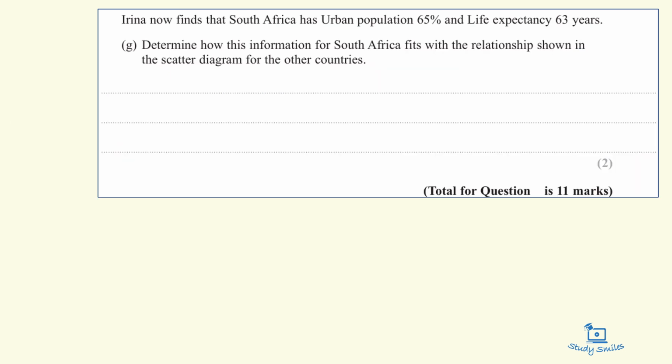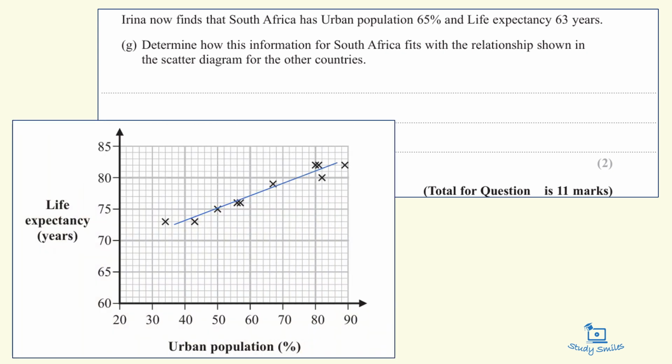Irina now finds that South Africa has urban population 65% and life expectancy 63 years. Part G says determine how this information for South Africa fits with the relationship shown in the scatter diagram for the other countries, and that's for 2 marks. Okay, so we need to look again at the scatter diagram. Although we don't have to plot South Africa on the scatter diagram, it can be useful to see how it fits, and it also shows the examiner that we've thought it through.